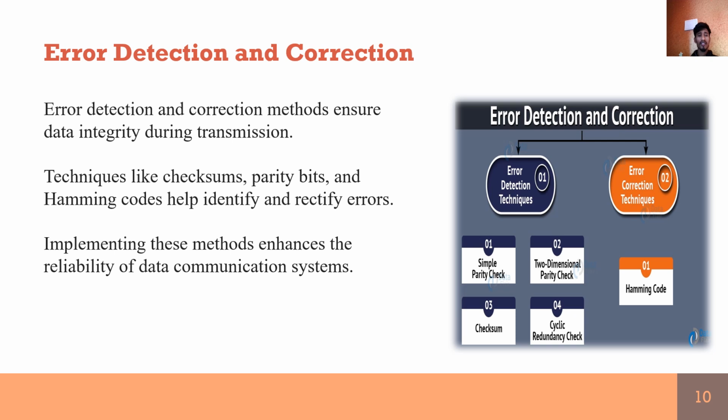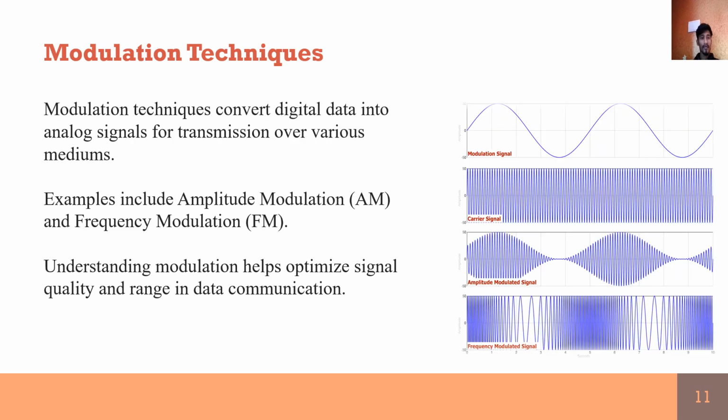Error detection and correction. Error detection and correction methods ensure integrity during transmission. Techniques like checksums, parity bits, and Hamming codes help identify and rectify errors. Implementing these methods enhances the reliability of data communication systems.